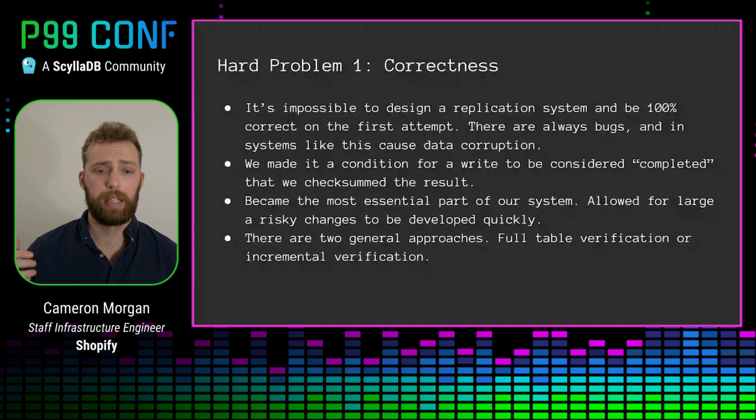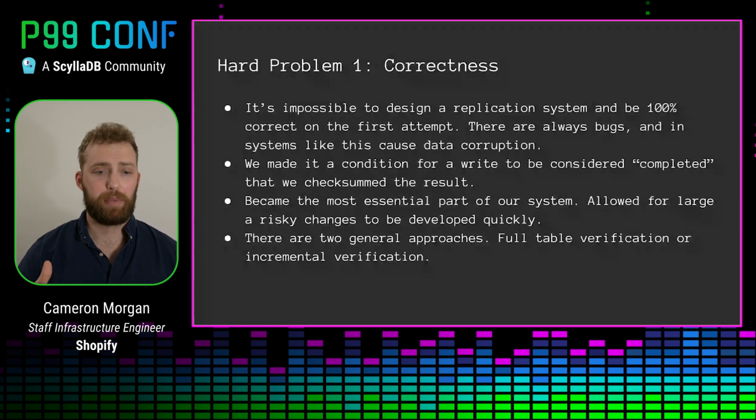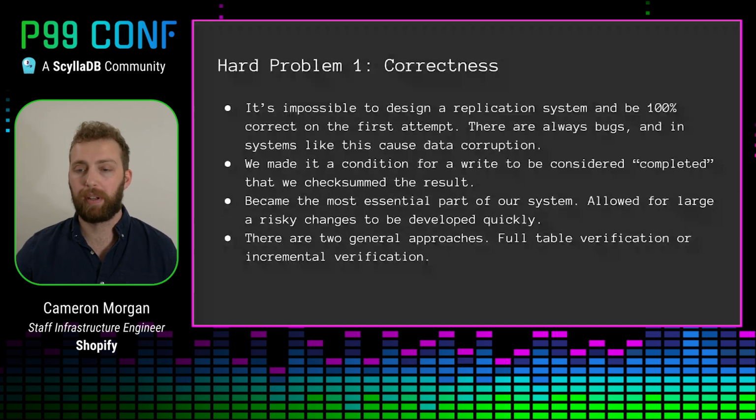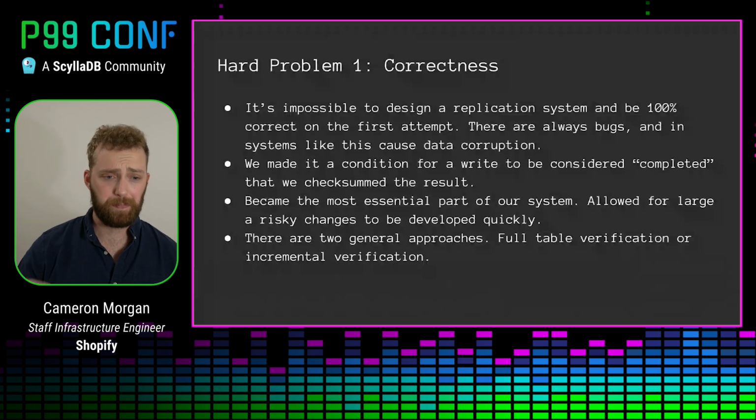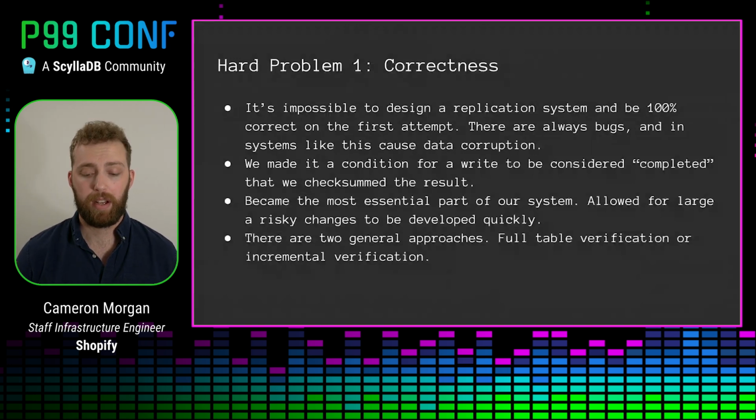So my favorite, correctness, right? You're never going to be 100% correct. Unfortunately, when you're dealing with replication, that means data corruption. So we made a condition that for a write to be completed, it had to be checksummed and verified to be correct. And this became the most essential part of the system. It built so much trust within our team, but externally as well. And it allowed us to develop way faster. I'll talk about that a little bit more later.